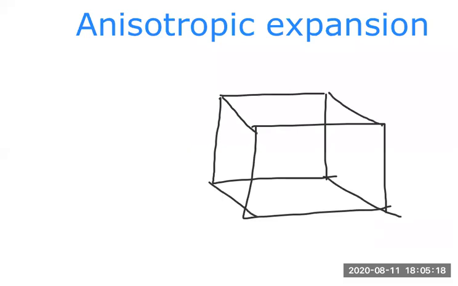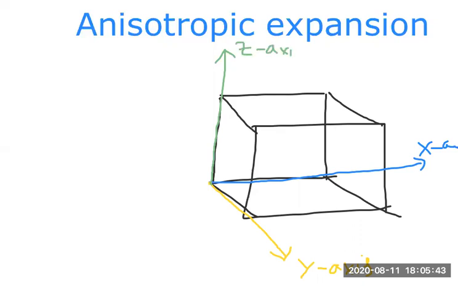Let me take this blue line indicates x axis and this yellow line indicates y axis, and this z axis is indicated by the green line. So I have selected one cube, that means it is a 3-dimensional thing. 3-dimensional means it has x coordinate, y coordinate, z coordinate. So if the expansion in all the directions is the same, then we call it isotropic.